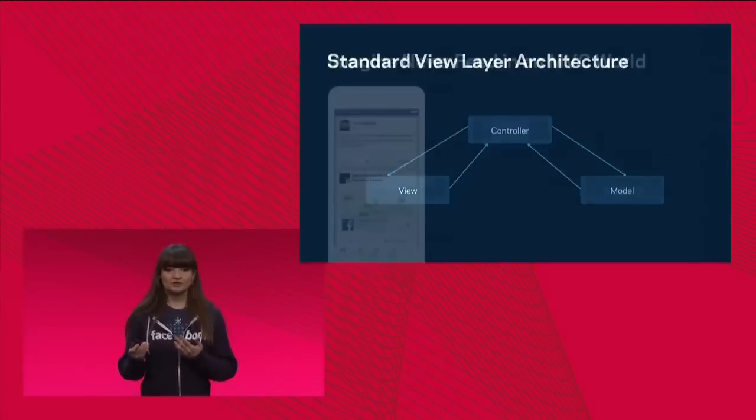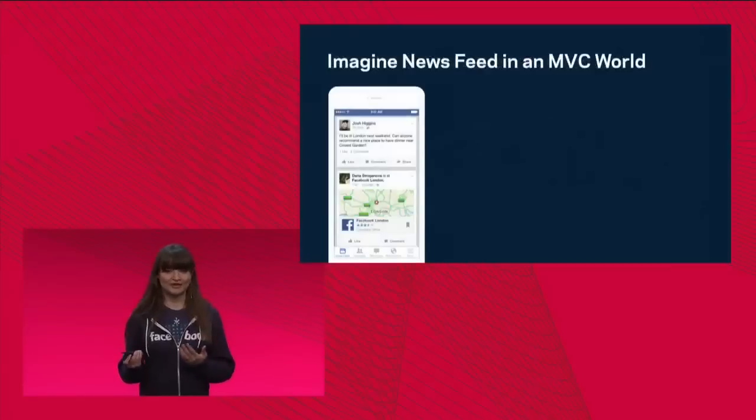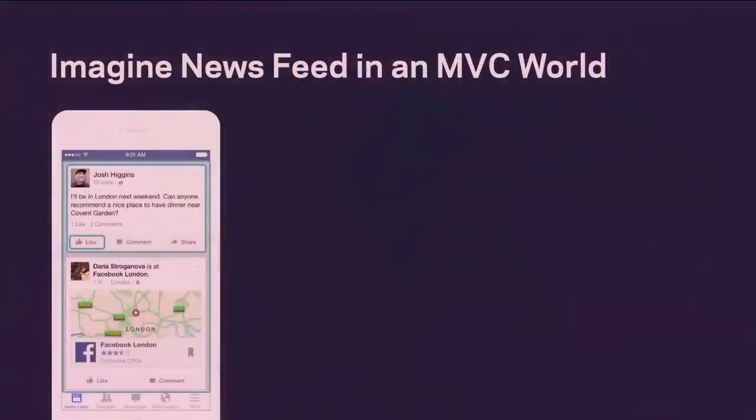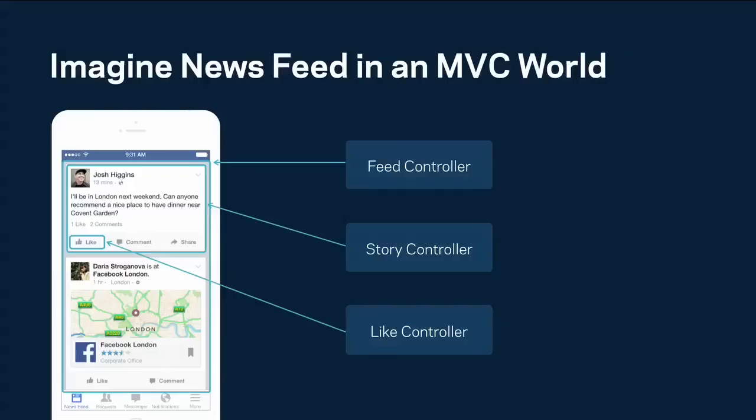So let's imagine what newsfeed could look like in this world. There will be a view hierarchy, containing the view for the entire feed, then subviews for each story, then a lot of subviews for each story's elements. For example, there will be a view for our much-beloved like button. Each of these views will have a corresponding controller, because having just one feed controller with dozens of thousands of lines of code just doesn't seem like a good idea.